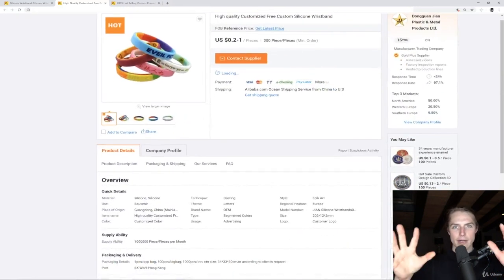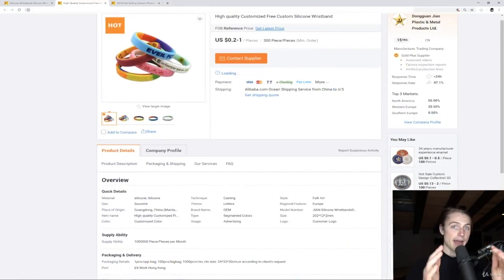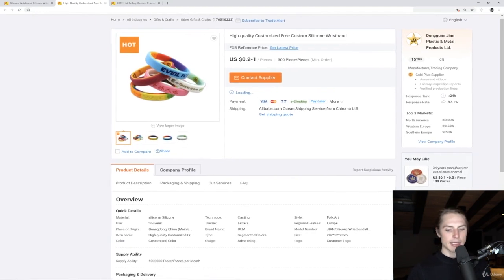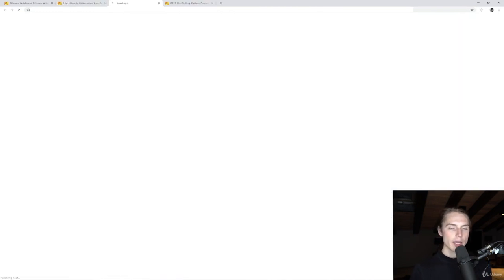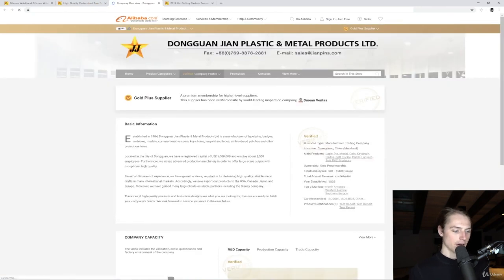Now, the way that we're going to determine if we're dealing with a factory versus a middleman, this is the easiest way that I know: look at what other things they sell, okay?